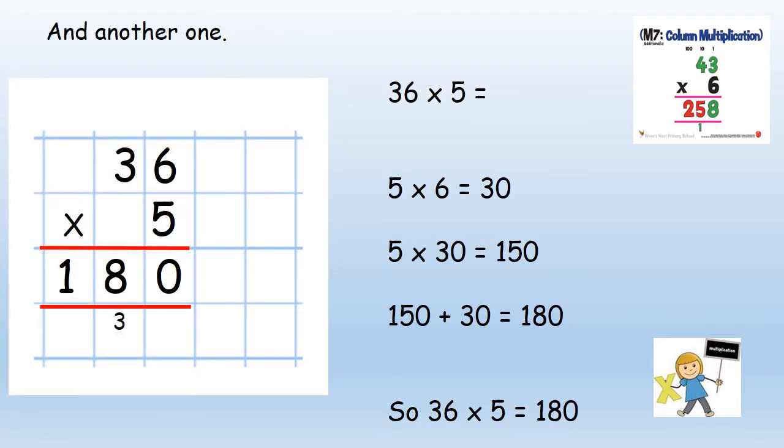Let's try another one. 36 times 5. We'll multiply the ones first. 5 times 6 equals 30. And we can partition that into 3 tens below the line and 0 ones in the ones column. Then we need to do 5 times 30, which is 150. Then don't forget to recombine the tens. 150, add the 30 below is 180. So 36 times 5 equals 180.